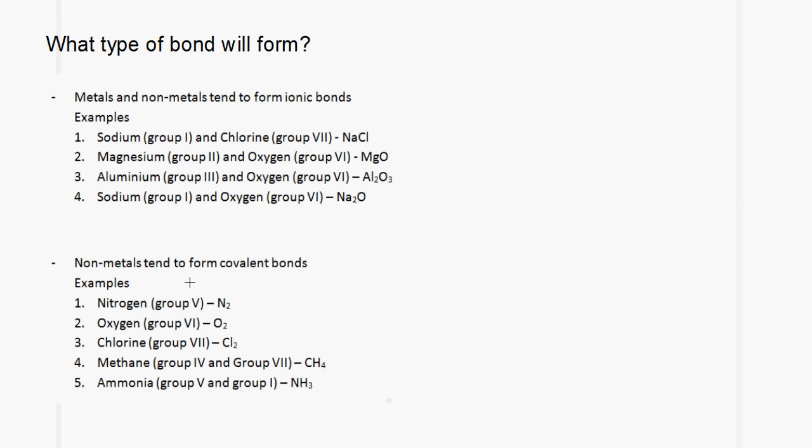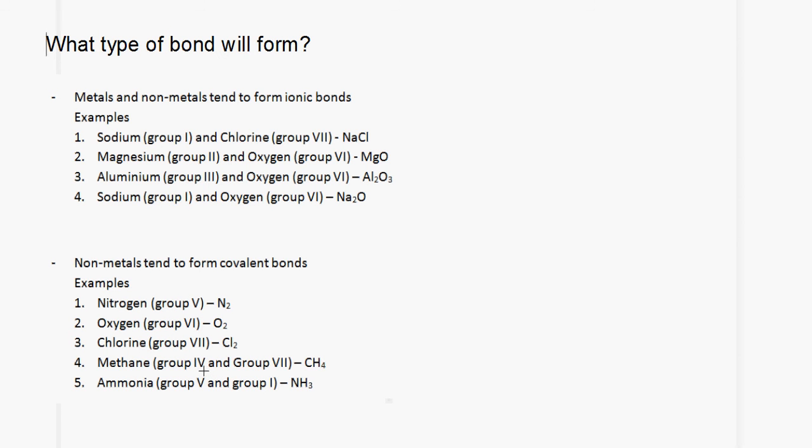Non-metals tend to form covalent bonds. For example, nitrogen is in group 5, and two nitrogen atoms are able to combine with each other to form a covalent bond to form the N2 molecule. Oxygen is in group 6, and two oxygen atoms are able to combine using a covalent bond to form the oxygen molecule. Chlorine is in group 7, and two chlorine atoms can combine to form a chlorine molecule, which is Cl2.